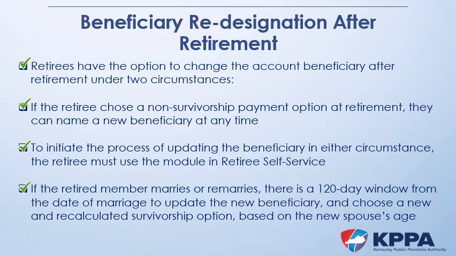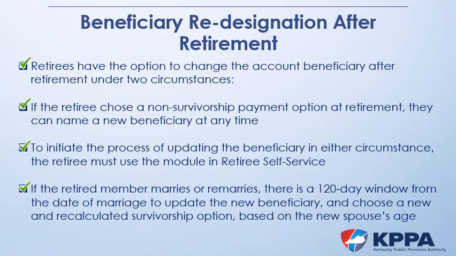The amendment also provides that any member who marries or remarries on or after June 29, 2021 may provide a monthly survivorship to his or her new spouse by designating the new spouse as beneficiary within 120 days of the qualifying event.